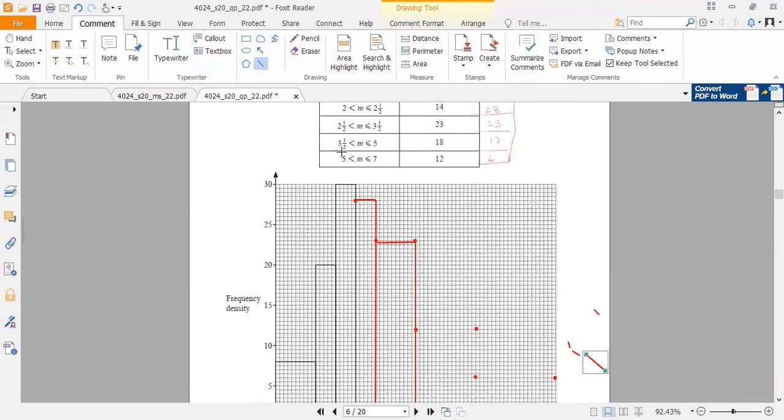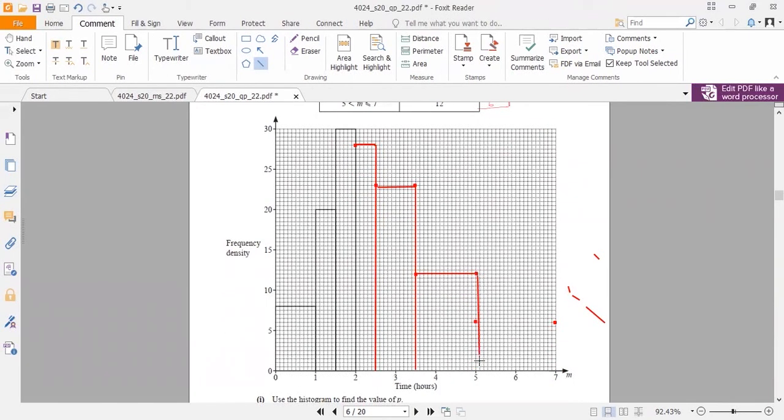Next is 3.5 to 5, and the frequency density of it is 12. So this is the value 12, you can see over here, and it goes up to 5. And the next is 5 to 7, and it's still 12. So this is how we can complete our histogram.